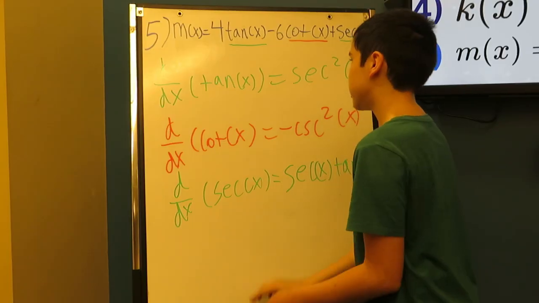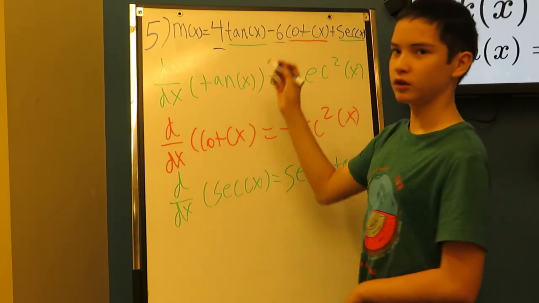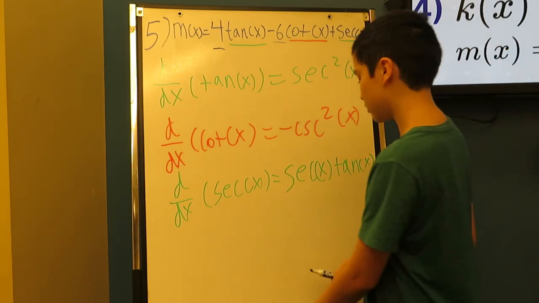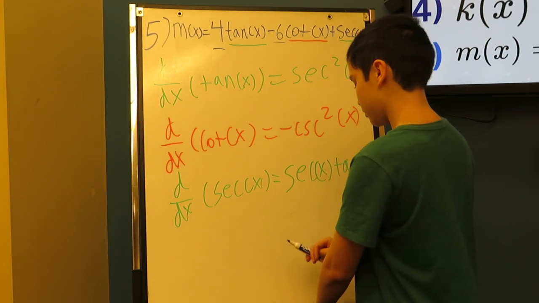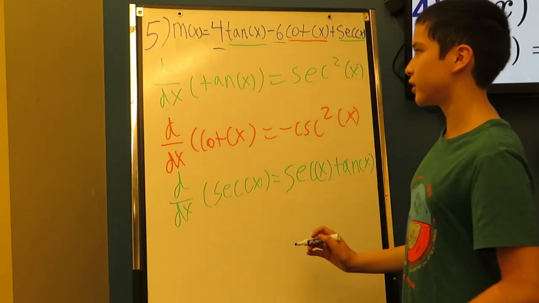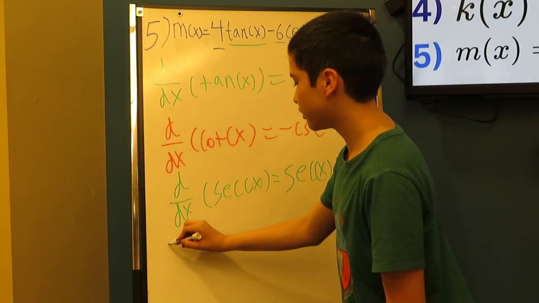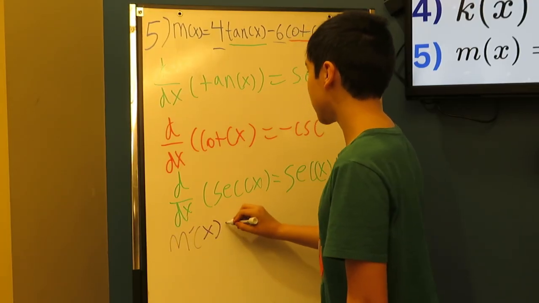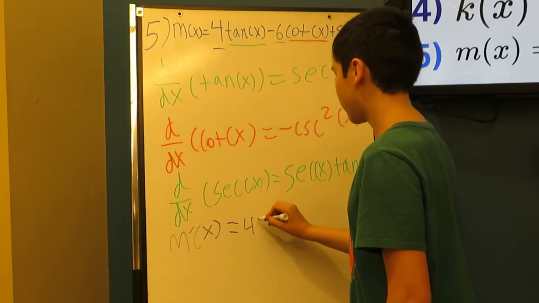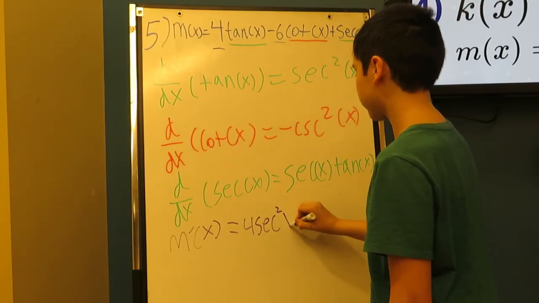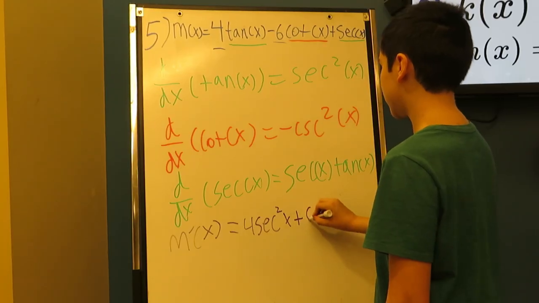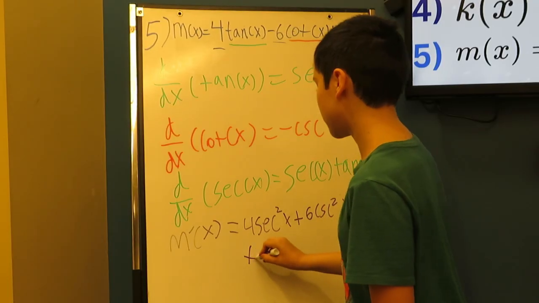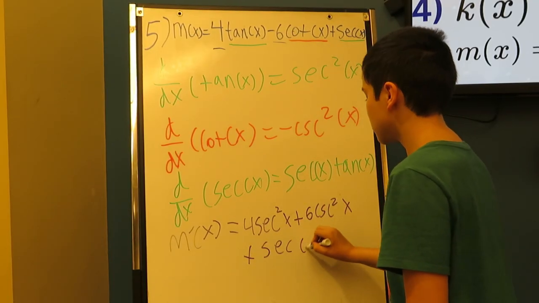Now we can also see we have some constants. We can ignore these for now and just take the derivative of the tangent, cotangent and secant. So putting everything back together, we would get the derivative of m of x equals 4 secant squared of x plus 6 cosecant squared of x plus secant of x times tangent of x.